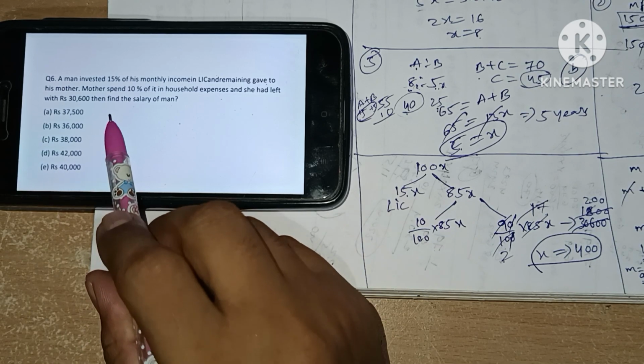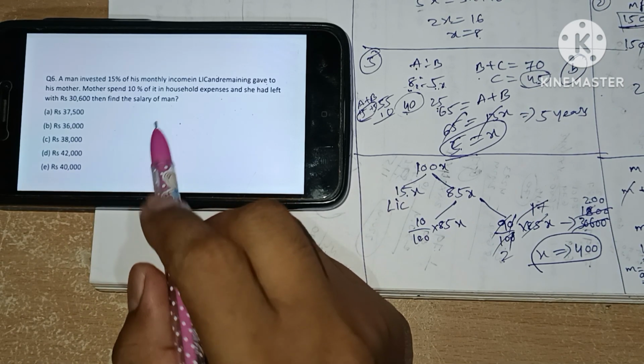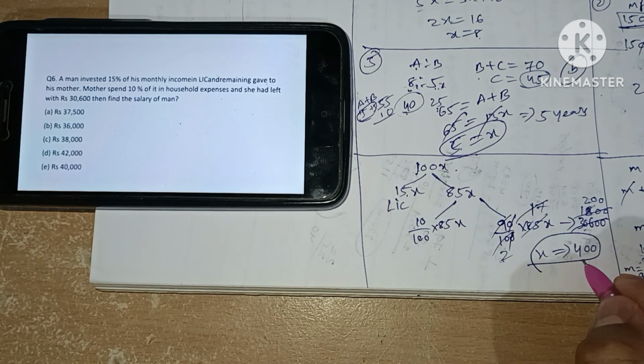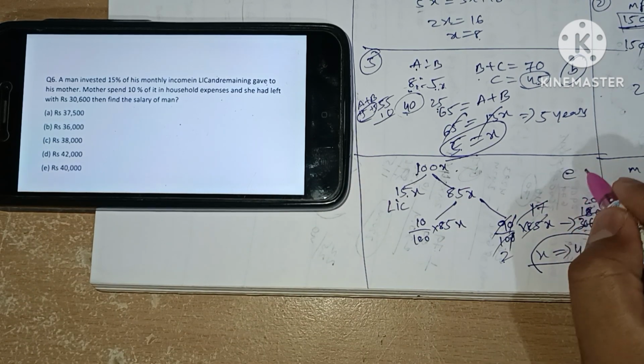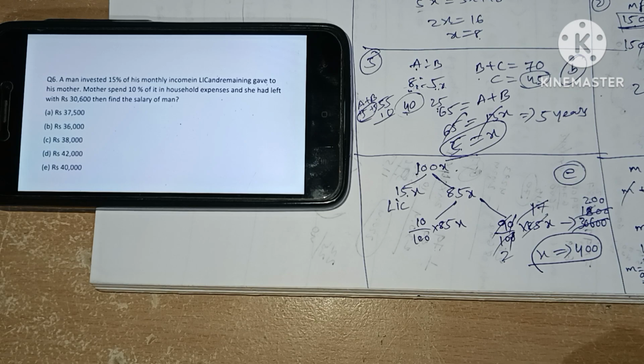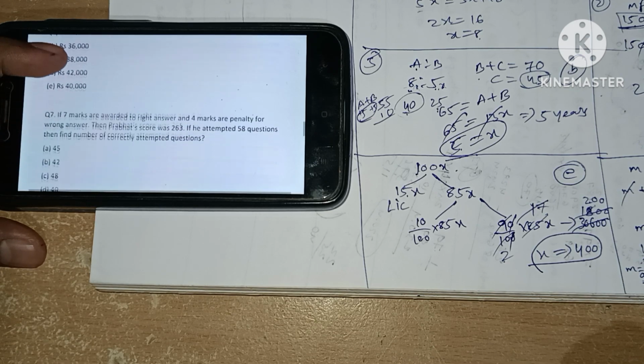Now the question asked is to find the salary of the man. So the salary of the man is 100x, so 400 into 100, which will be 40,000. So option E is our answer. Next we are going to see the seventh question.